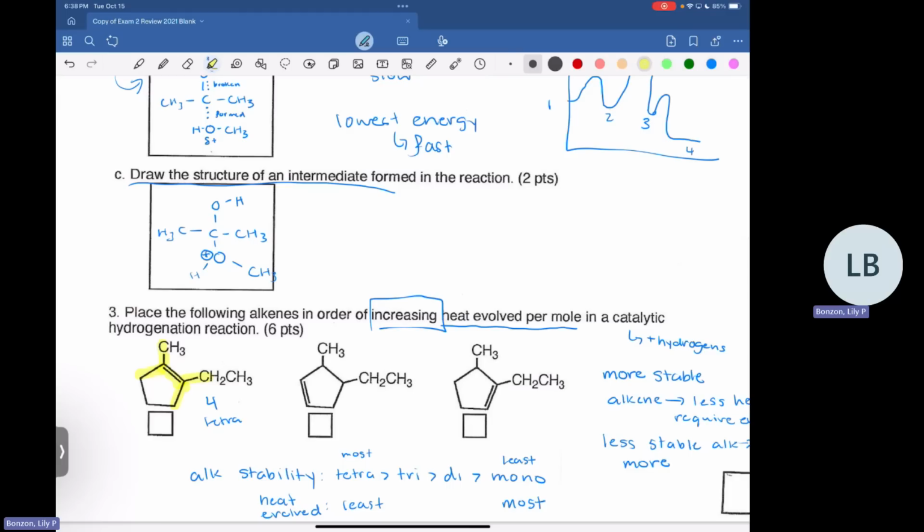In the middle, it has 1, 2. So this is di. And on the right, we have 1, 2, 3. So that one's tri. So again, the least substituted is going to give us the most heat. So in the middle is going to be 3 since it's di. Tri is in the middle, so that one's going to be 2. And then 4 has the most substituents, most stable, so the least heat, so 1.